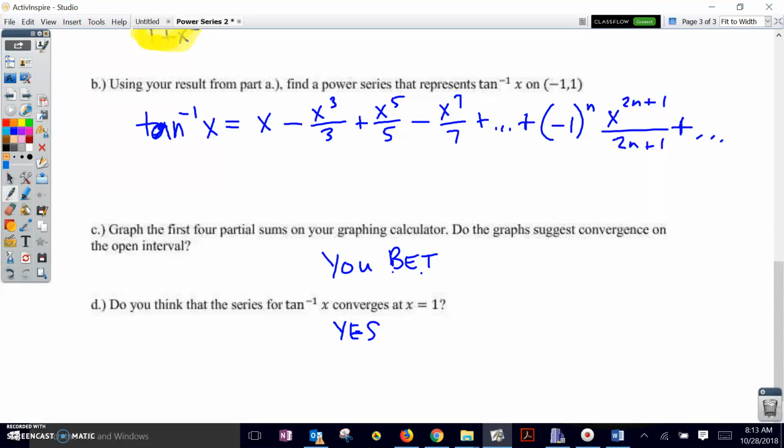And in fact, we could confirm that by trying to see, is the arctangent of 1 equal to 1 minus 1 to the 3rd over 3 plus 1 to the 5th over 5 minus 1 to the 7th over 7. Do I think it converges? Yes, I think it converges. In fact, I know it converges. But we'll talk about that more later on.